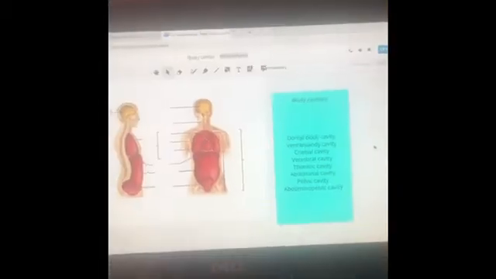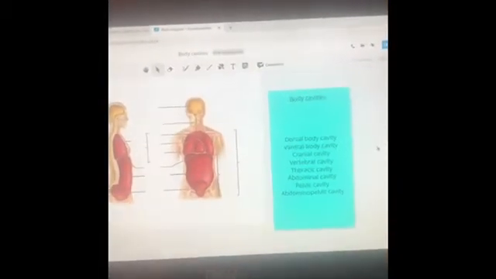So I hoped all of you enjoyed that video. I know I am not a very good singer, but hopefully got the message across. So now we're going to transition into something different. So now we're going to transition in some major body cavities. So should be fun. So what we are going to do now is we are going to identify the body cavities.